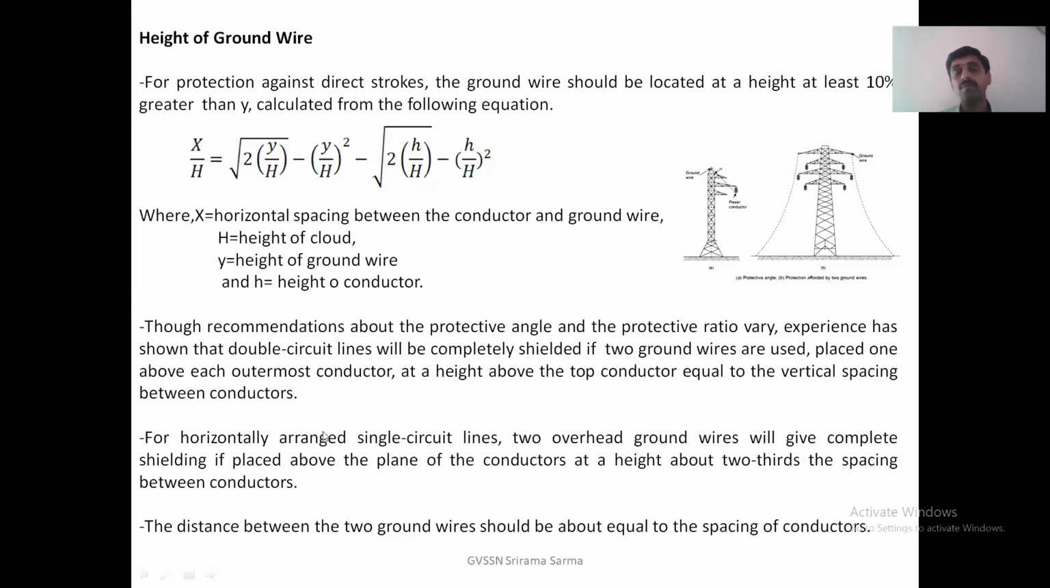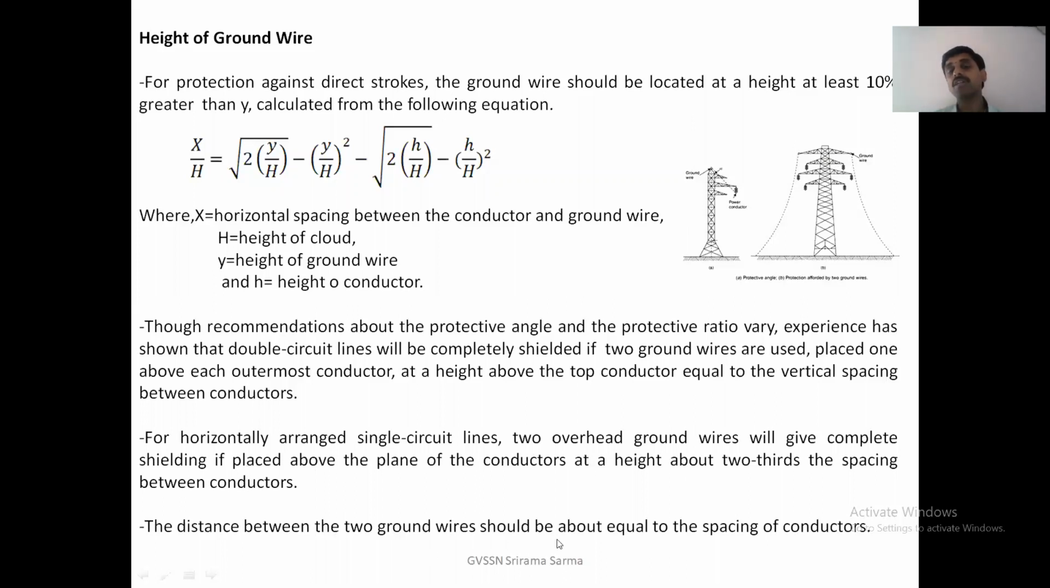Overhead ground wires will give complete shielding if placed above the plane of the conductors at a height about 2/3 of the spacing between the conductors. The spacing should be 2/3.